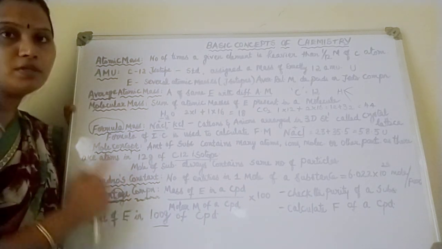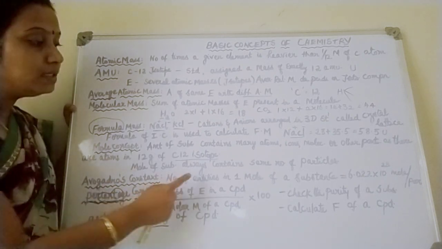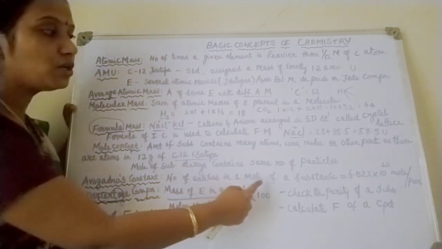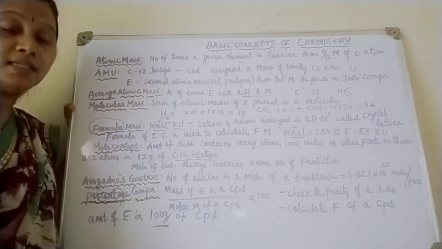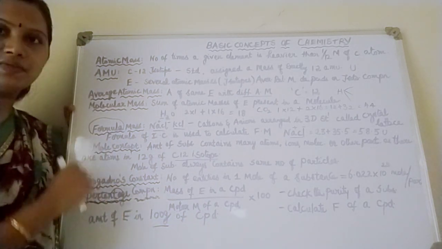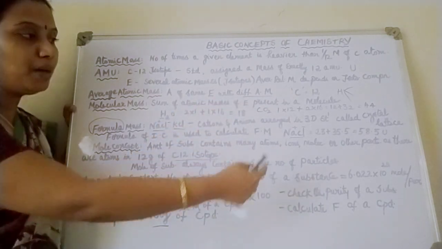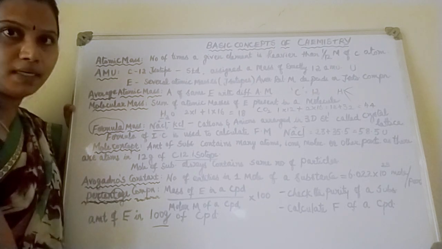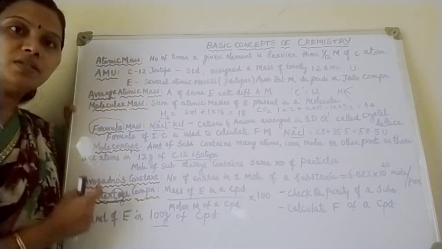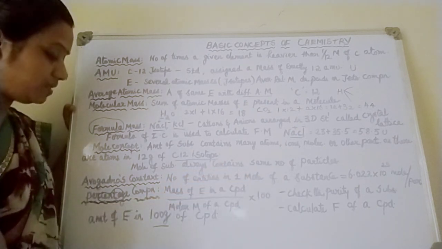What is Avogadro's constant? Avogadro's constant refers to the number of entities which are present in 1 mole of a substance, and which is equal to the Avogadro number. What is Avogadro number? Which we have seen in the lower classes, like 6.022 into 10 power 23 molecules or particles. So Avogadro's constant refers to the number of entities present in 1 mole of a substance.